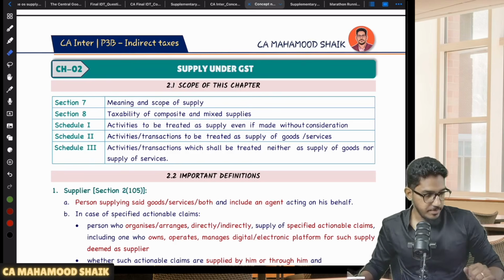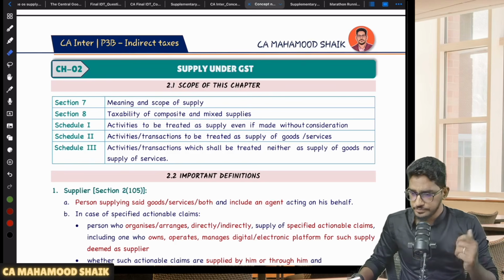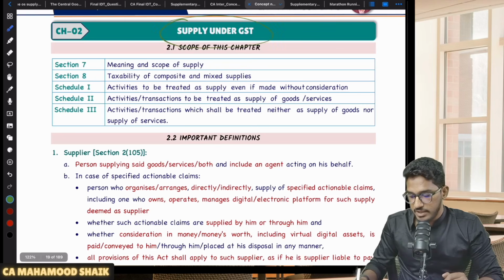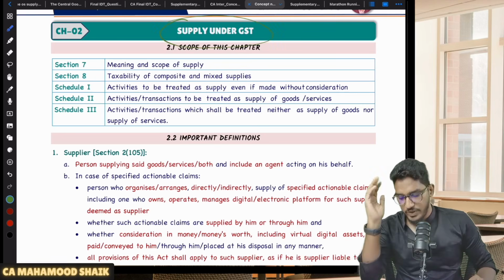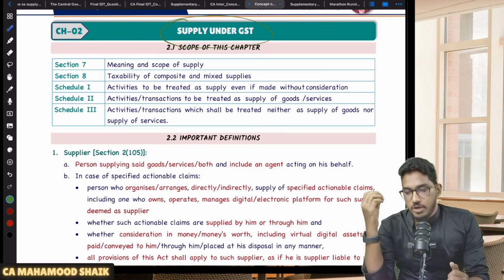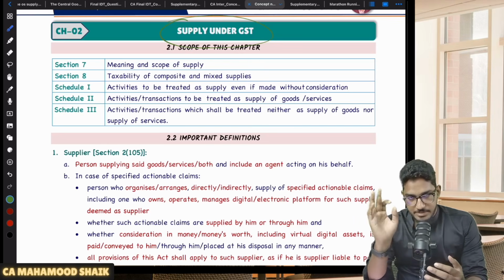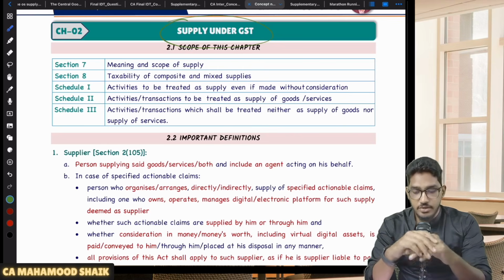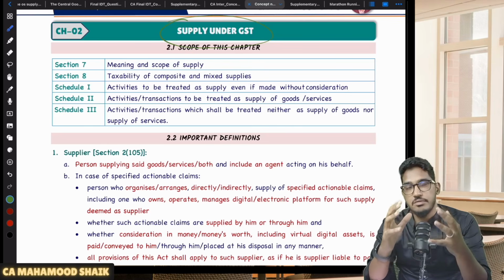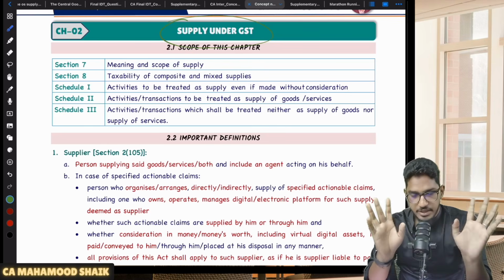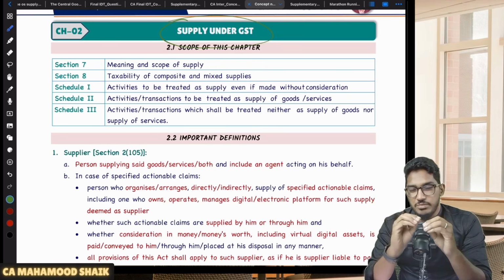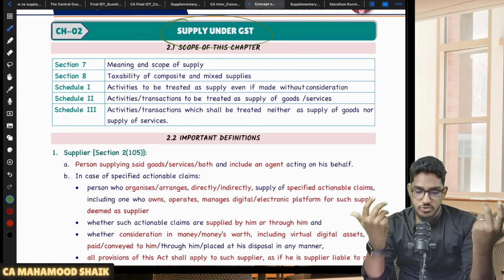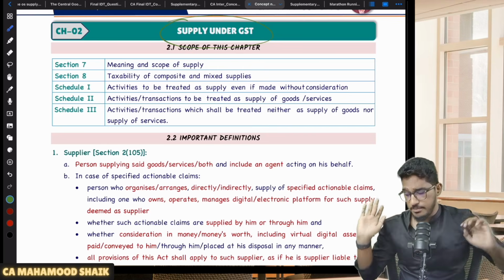Okay guys, welcome back. So now we'll be doing the next chapter, a very important chapter from the examination perspective, which is supply under GST. Very, very important. If you do not have an understanding of this particular chapter, let me give you a caution well in advance: if you are not well versed with the contents of this chapter, the rest of your GST preparation is not going to be worth anything. If you don't understand this chapter, there is no purpose in learning the remaining chapters at all.